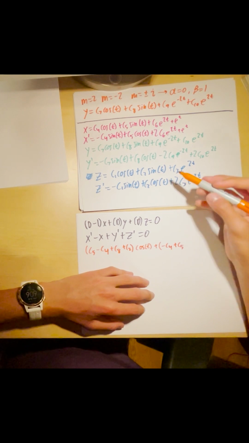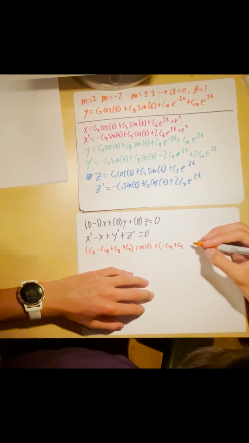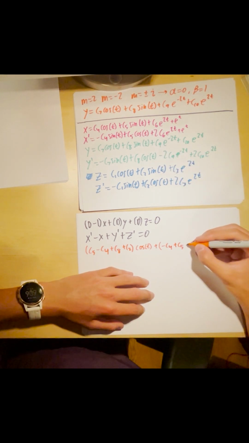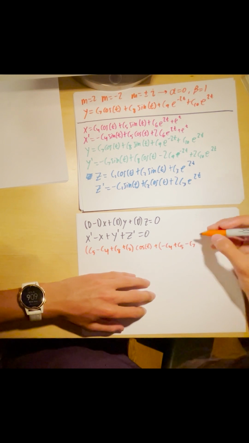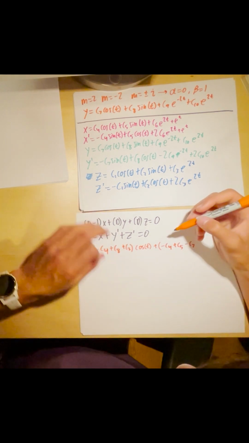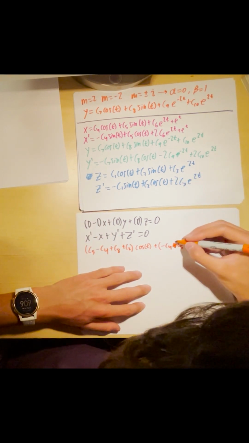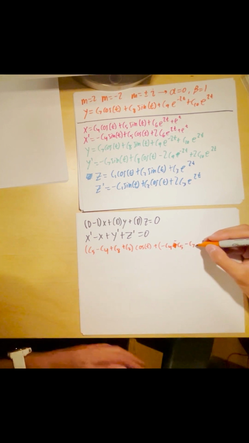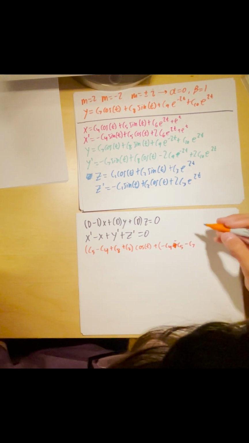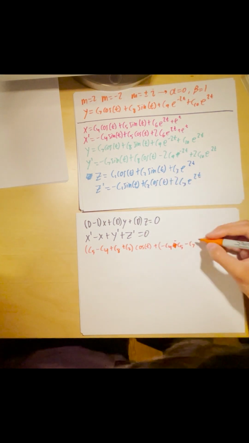If we look in y prime, it's going to be negative c7. Oh, sorry, for this x, it is a negative x. So it's going to be negative c4 minus c5 minus c7. And the z prime sine is a negative c1.